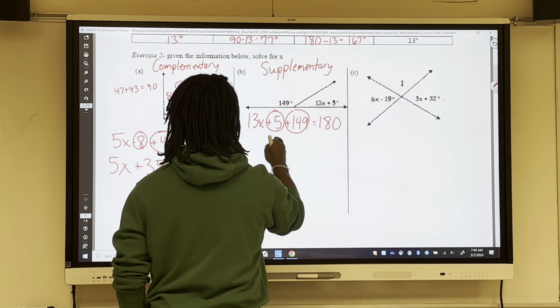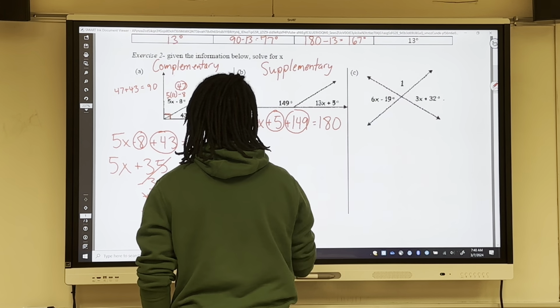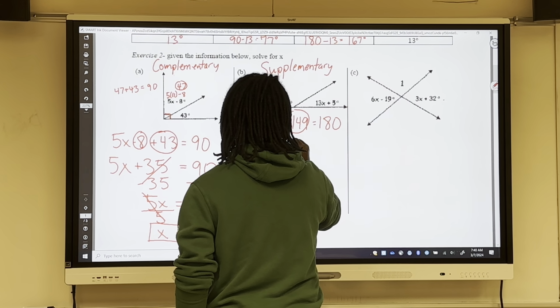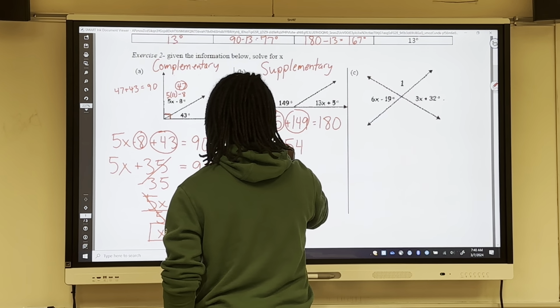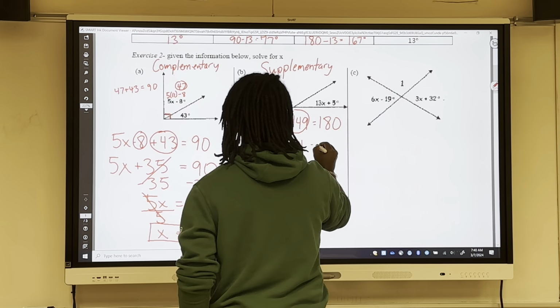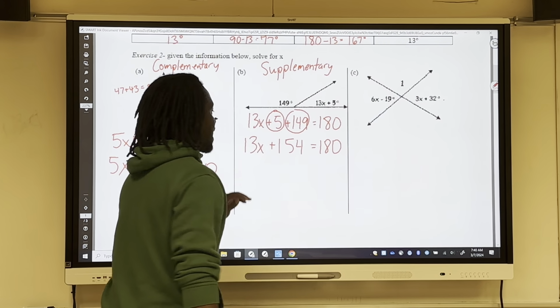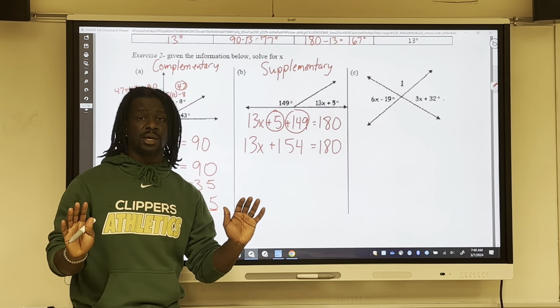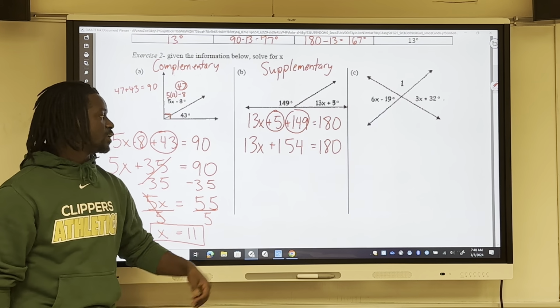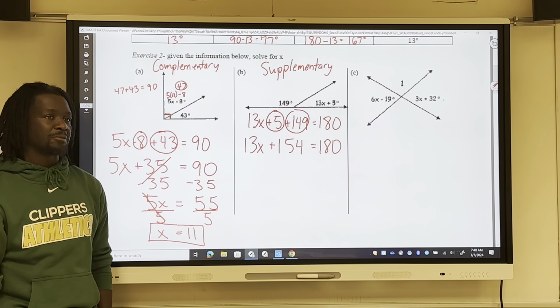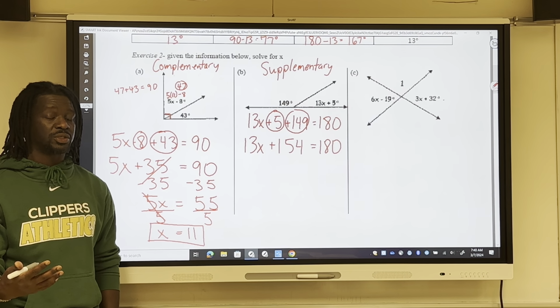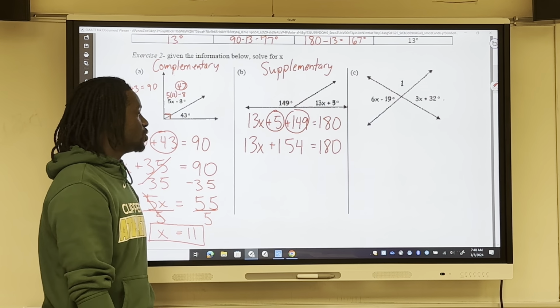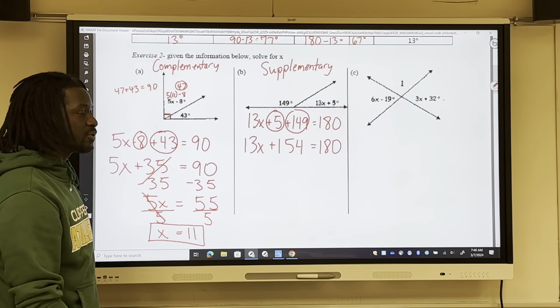Okay. Combining this 5 plus the 149, that's going to give me 154 plus 13x equals 180. Okay, and I want you to pause it real quick and see if you can just solve this equation on your own. Okay, all you got to do is to do the inverse operation. So do that and then see if you can get the right answer.